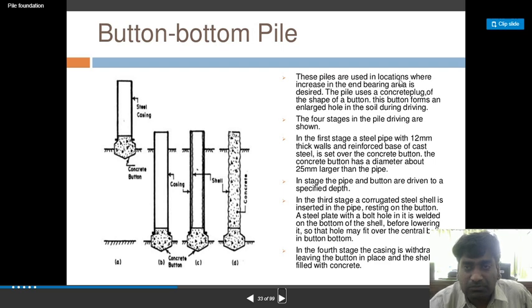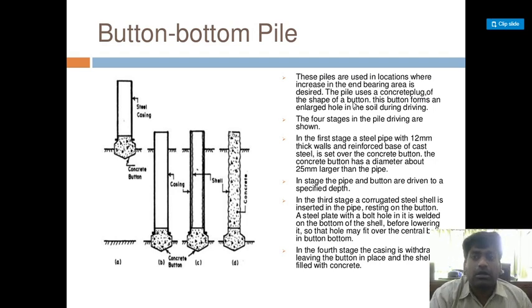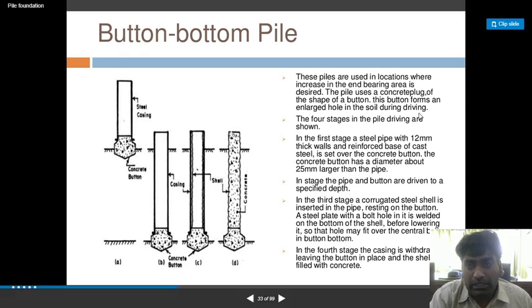These piles are used in locations where an increase in the end bearing area is desired. This is the button pile. The pile uses a concrete plug in the shape of a button. This button forms an enlarged hole in the soil during driving. The four stages in pile driving are shown.